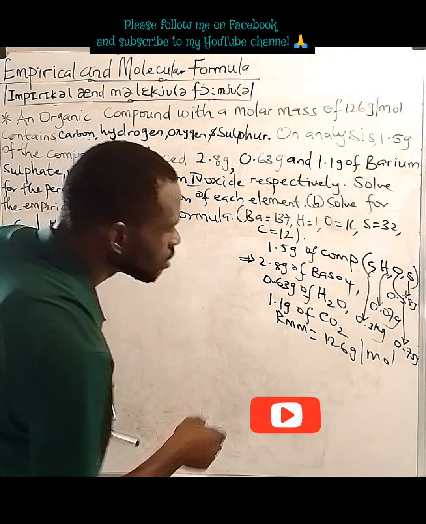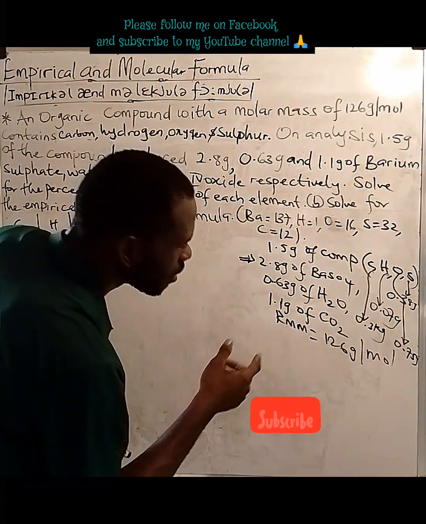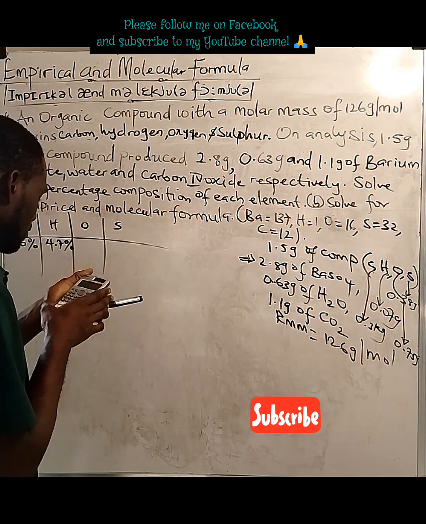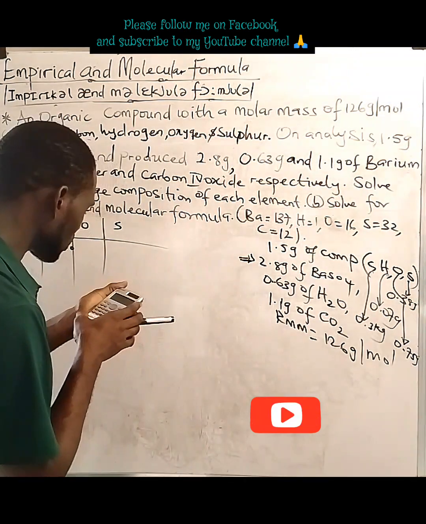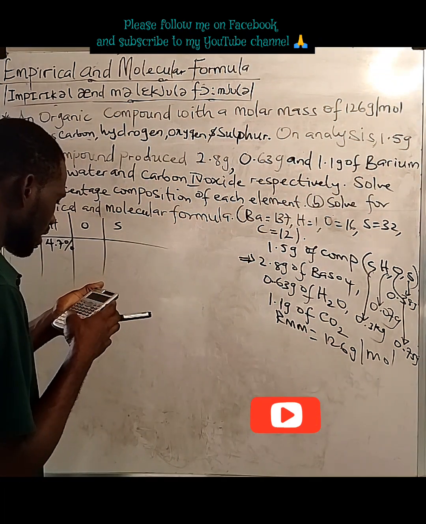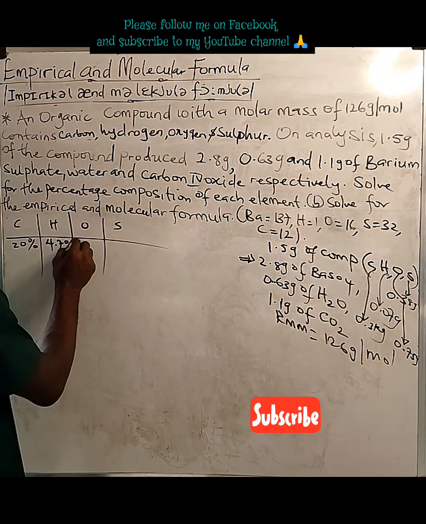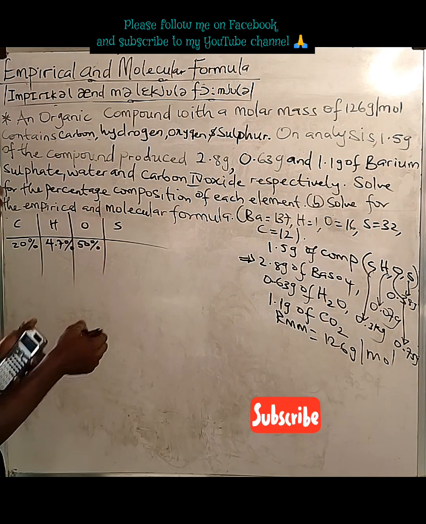Then the oxygen, we have 0.75 gram of oxygen. So out of 1.5 gram, what do we have? We have 50% of oxygen. We have excess oxygen in this whole setup.